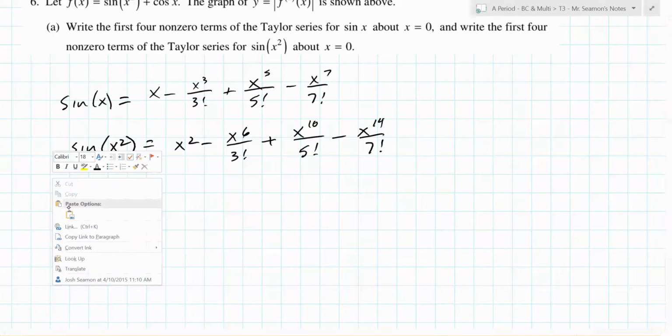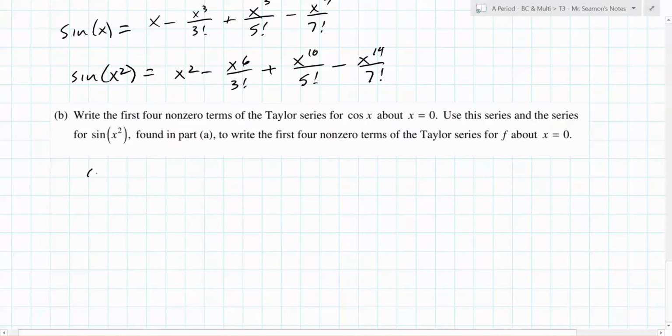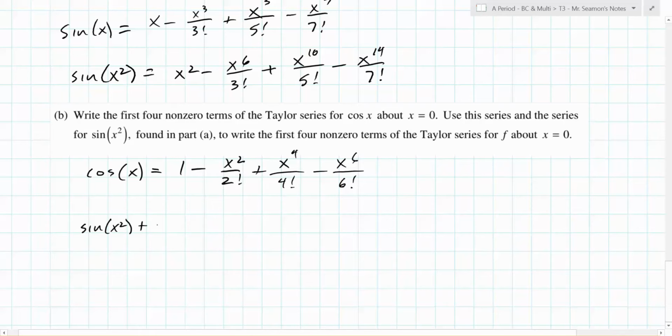So who can tell me cosine? What's cosine of x equal to? 1 minus x squared over 2 plus x to the 4th over 4 factorial minus x to the 6th over 6 factorial. And then they say build it together, right? So you need to have sine of x squared plus cosine of x. You're putting them together. And they want the first 4 non-zero terms.